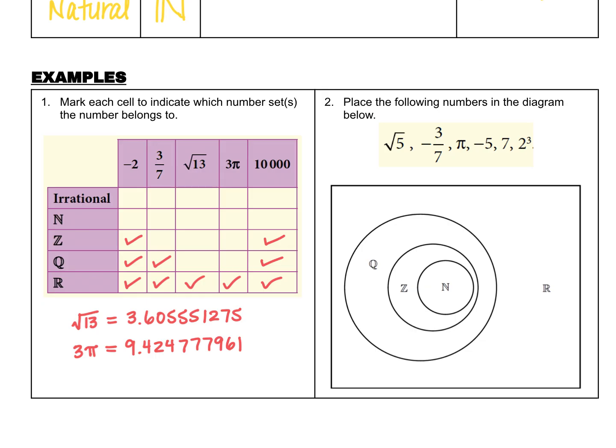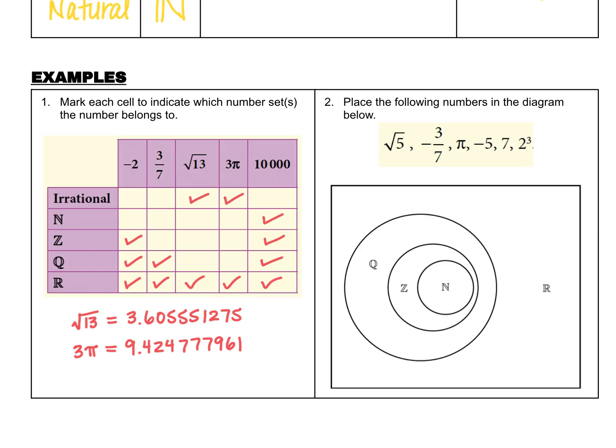And then we talk about natural numbers, which are positive whole numbers. And the only one that fits the bill there is 10,000. Now, irrational is the opposite of rational. So remember, if rational means you are able to write it as a fraction, then that means that irrational means that you can't write a number as a fraction. So the square root of 13 and 3 pi are both irrational numbers.